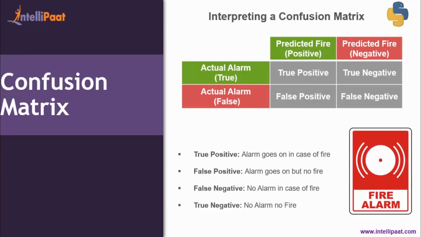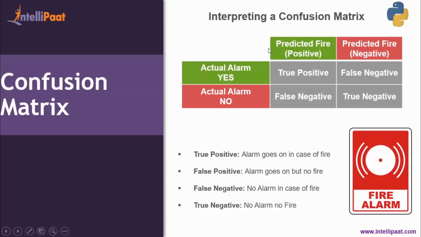Now let's come back and see how to interpret a given confusion matrix. This is a sample of a confusion matrix. So here we have created a confusion matrix for a fire alarm. This represents an actual alarm, this represents no actual alarm. Here, predicted fire as positive, and here, predicted fire as negative.